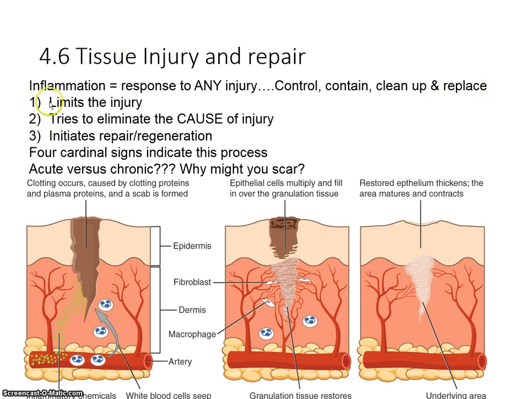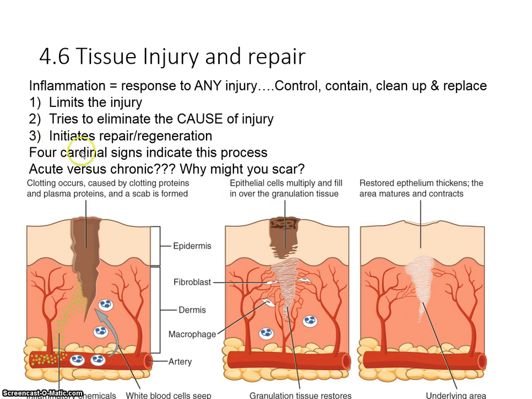So we're able to limit the injury with inflammation. We try to eliminate the cause of the injury, right? Be that a bacterial or parasite or some other invading thing. And inflammation helps to start the repair and regeneration, so the mitosis that we need for the neighboring cells that are still alive and intact.